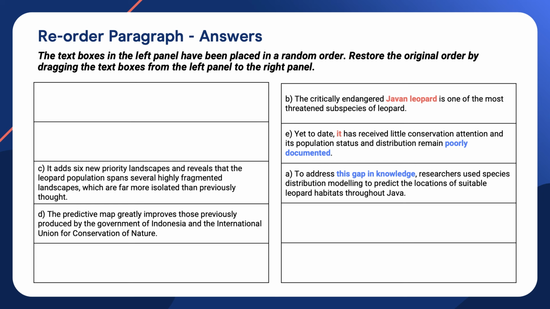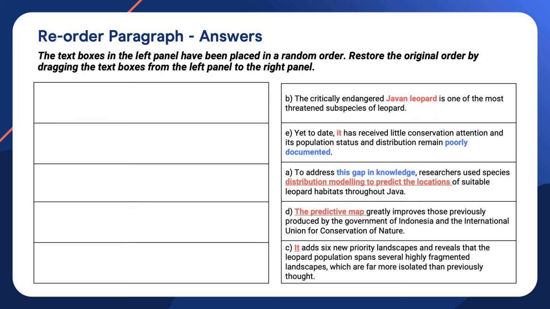The fourth sentence is D. You can see the word predict mentioned twice connecting the third and fourth sentence. And the final sentence is C. Again, we have the pronoun it referring back to the predictive map. Did you get each of those? That one was a bit more challenging.